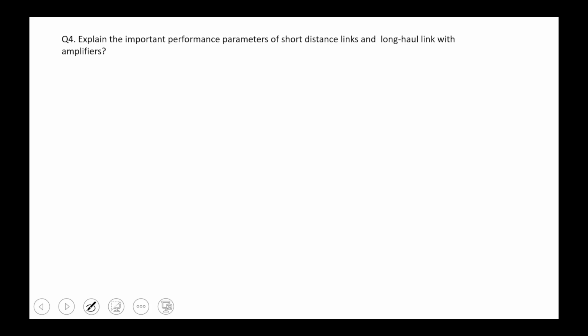Sir, for long distance links, the important parameter is SNR. SNR? What do you mean by SNR? Signal to noise ratio. So if my noise power is greater than the signal power, what is the effect on the signal? If my noise power is greater than signal power, then will the SNR be bad or good?